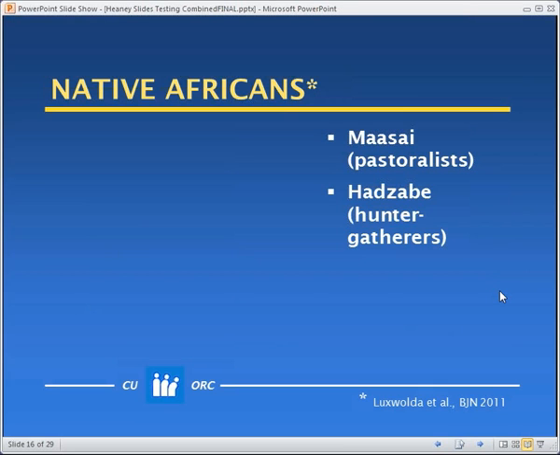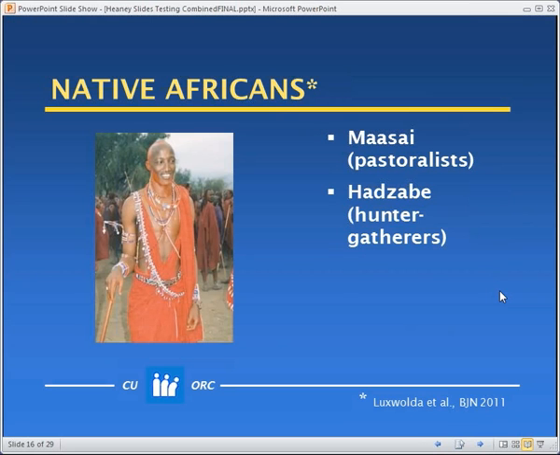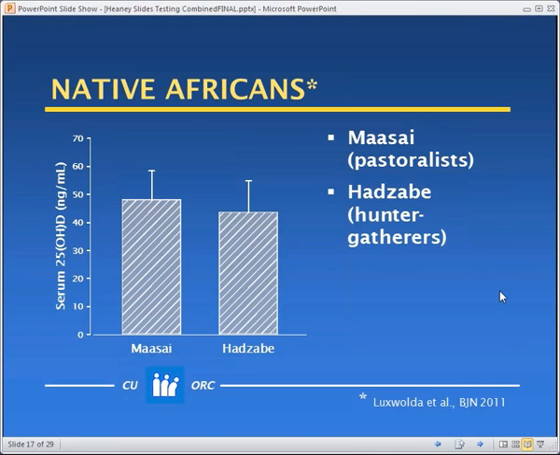Now, there are two major groups there. There are the cattle herders, the pastoralists, called the Masai, and you can get some idea of how much skin they might typically expose. They're getting sunshine most of the days of the year. And the other group are hunter-gatherers. They don't have cattle, they don't have anything, they just gather what they can and hunt as they can. Well, what kind of vitamin D levels do they have?